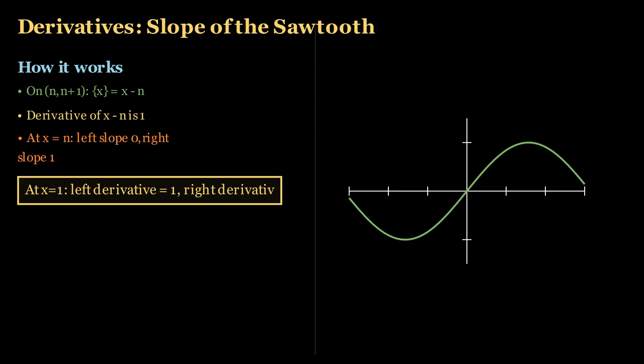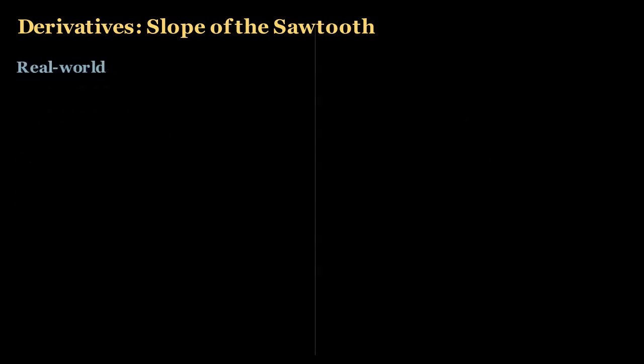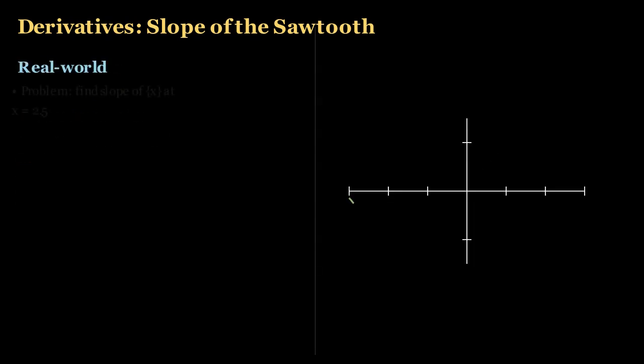Let's solve a concrete problem. Suppose we want the derivative of the fractional part function at x equals 2.5. First, identify which interval it's in. 2.5 lies between 2 and 3, so n is 2. On this interval, the function is x minus 2. The derivative of x minus 2 is simply 1. So the slope at that point is 1.